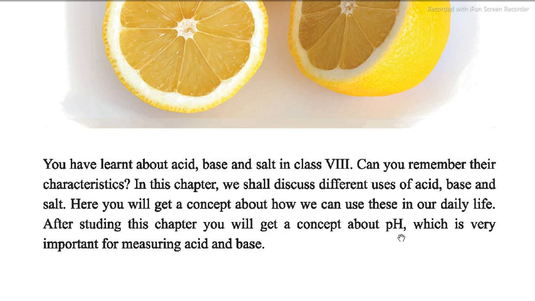Now the question is, what is pH? pH stands for potential of hydrogen. It represents the ratio of hydronium ions H3O+ to hydroxide ions OH-. It is a measure of acidity and alkalinity of a solution.